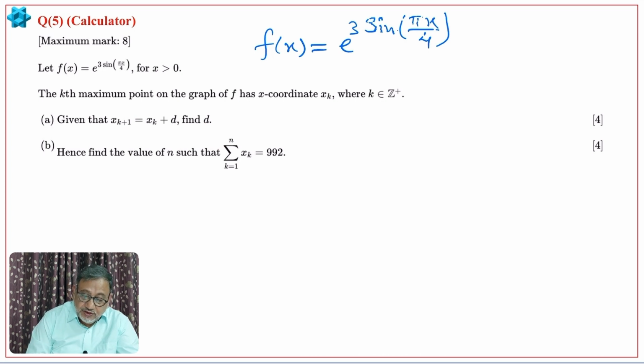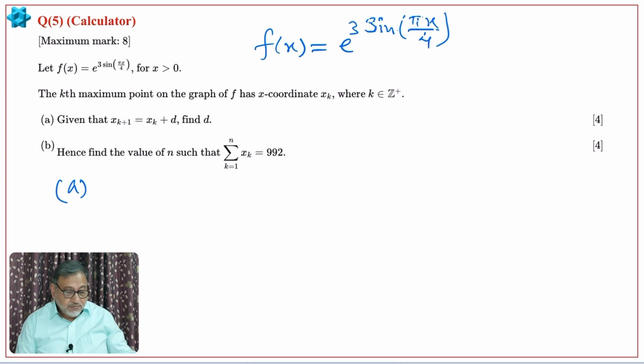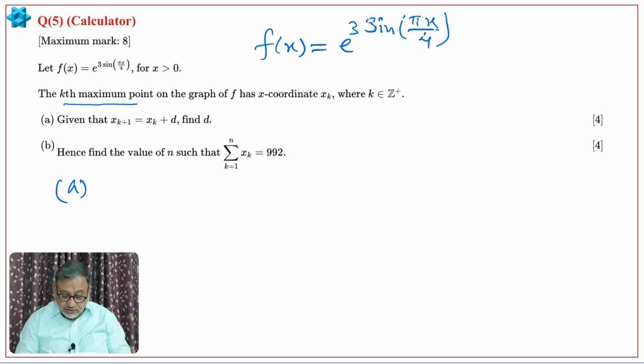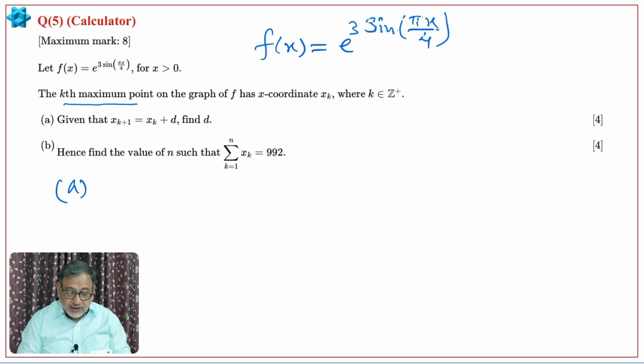Okay, so for a part, this is a graph question. Let us plot the graph, because maximum point they are calling, kth maximum point. So let me plot the graph of this function. Without that we cannot solve this one. So I will delete this. Then e raised to 3 times sine of bracket pi x by 4.